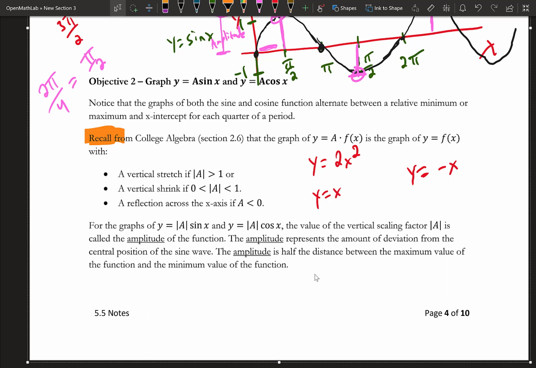So for the graphs of y equals the absolute value of a sine of x and y equals the absolute value of a cosine of x, the value of the vertical scaling factor, absolute value of a, is called the amplitude of the function, right?